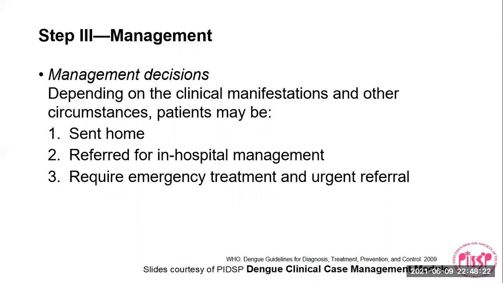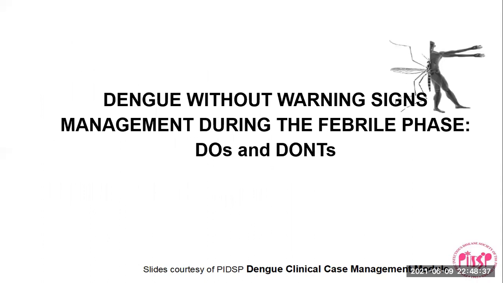So the third step is management. So what are the management decisions? Depending on what you have assessed the patient to be in, the clinician will decide whether the patient can be sent home, should be admitted, or should be resuscitated urgently. Let's now go to dengue without warning signs. So what is the management during the febrile phase and what are the do's and don'ts?